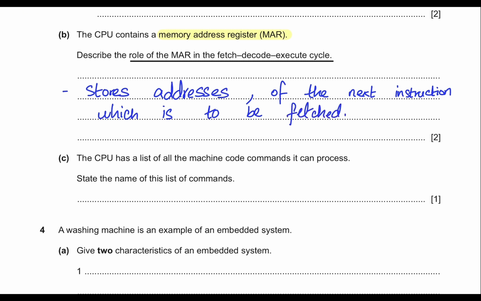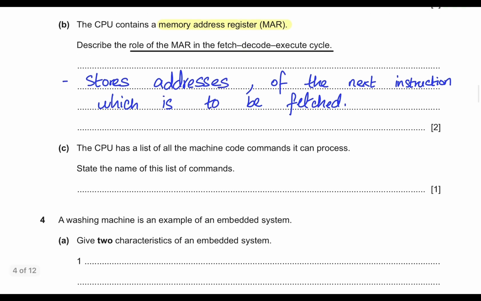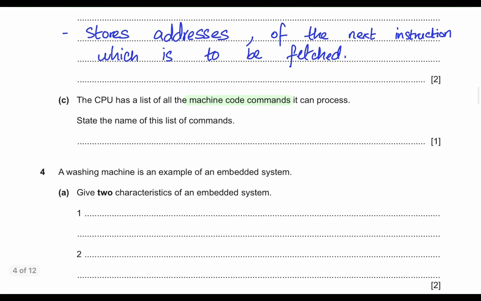Okay, students, I hope this is clear. The CPU has a list of all machine code commands it can process. State the name of this list of commands. This list of commands is simply known as the instruction set. Okay, it is known as the instruction set.